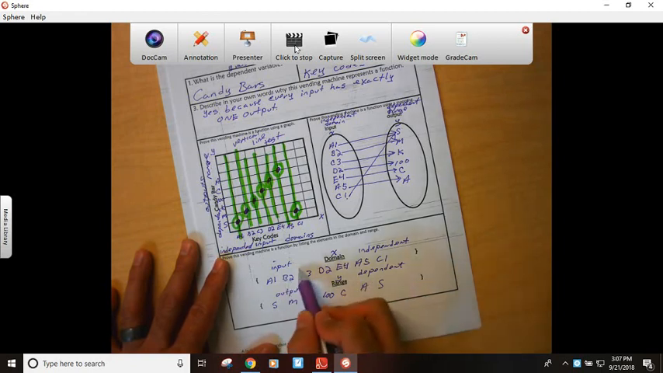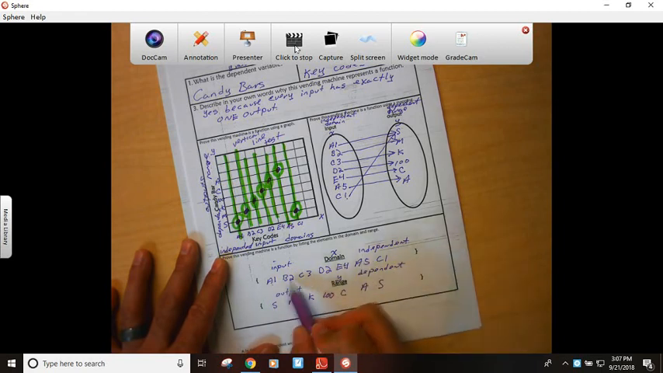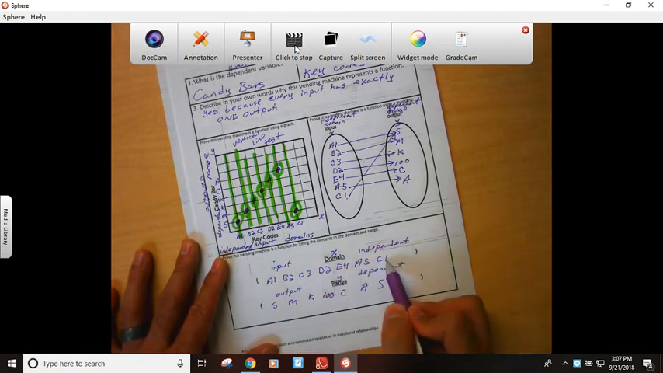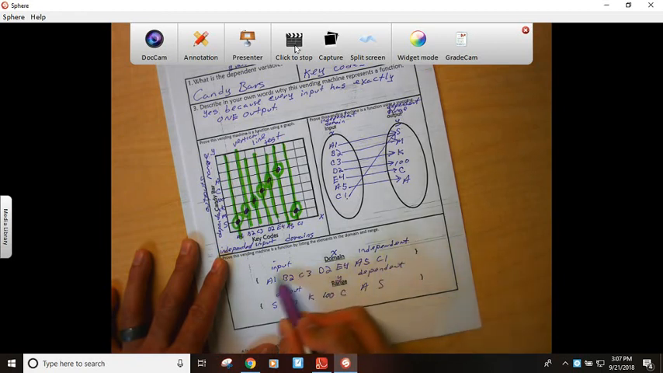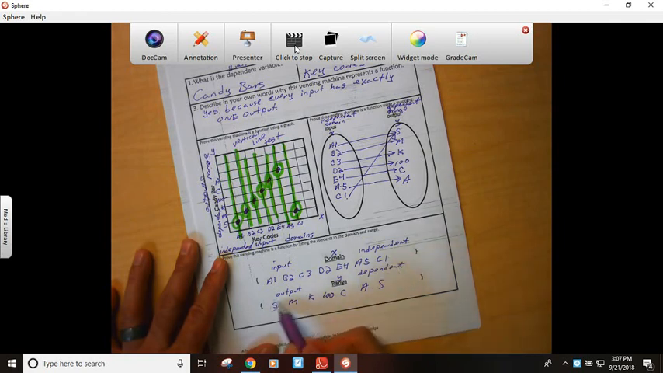What we're focused on is our domains, our inputs. You cannot repeat an input value. So as long as your input values do not repeat, it is a function. You can repeat here, just not in your domains.